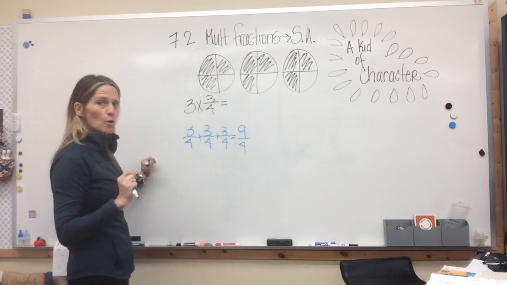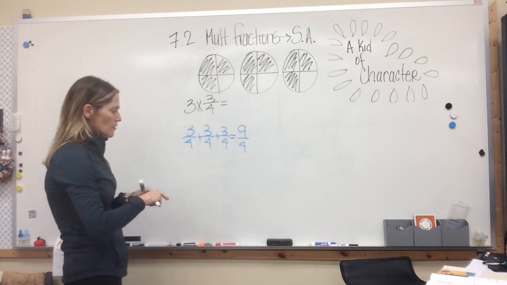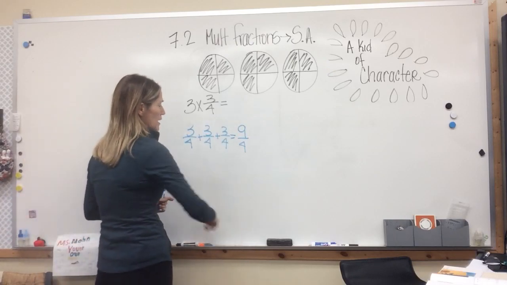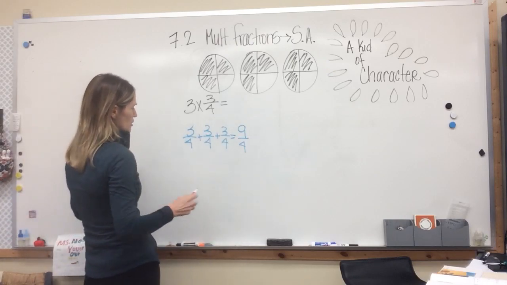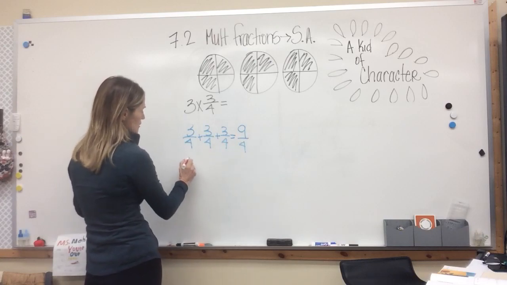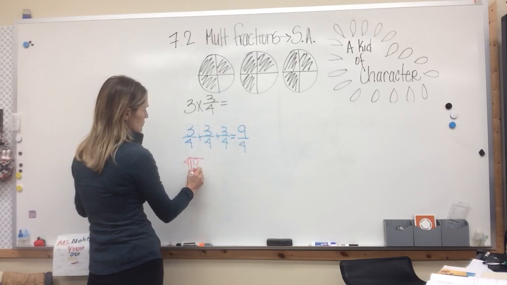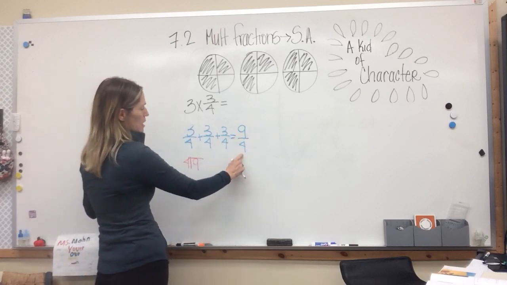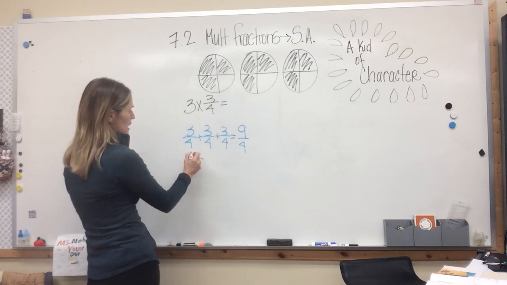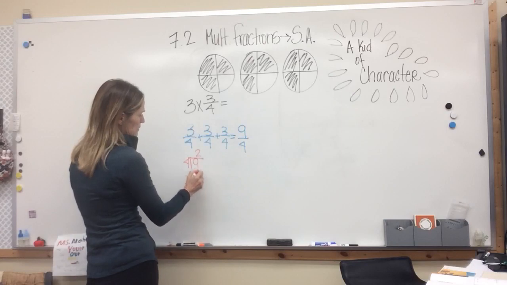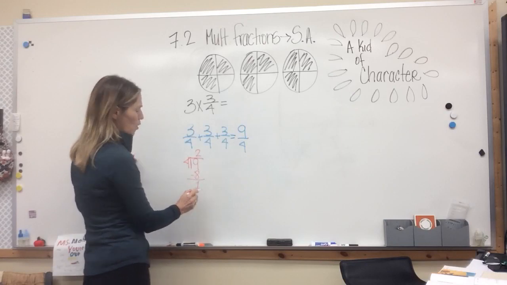I know there's a whole that I could pull out of that. There's a couple of different ways to do that. It's whichever way you like best. You could say that, remember this is division, so this is really saying 9 divided by 4. 4 goes into 9 2 times. That is 8. 9 subtract 8 is 1.